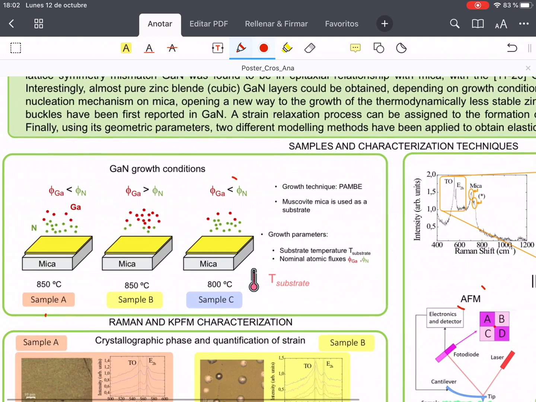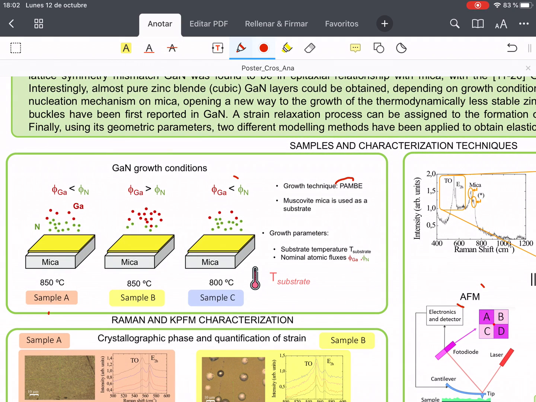The samples we have studied are grown by plasma-assisted molecular beam epitaxy on mica. The growth temperature ranges from 850 to 800 degrees, and the main change between the samples is the flux ratio between the gallium and nitrogen atoms. The most singular of the samples is this one, sample B, that has a larger gallium ratio.